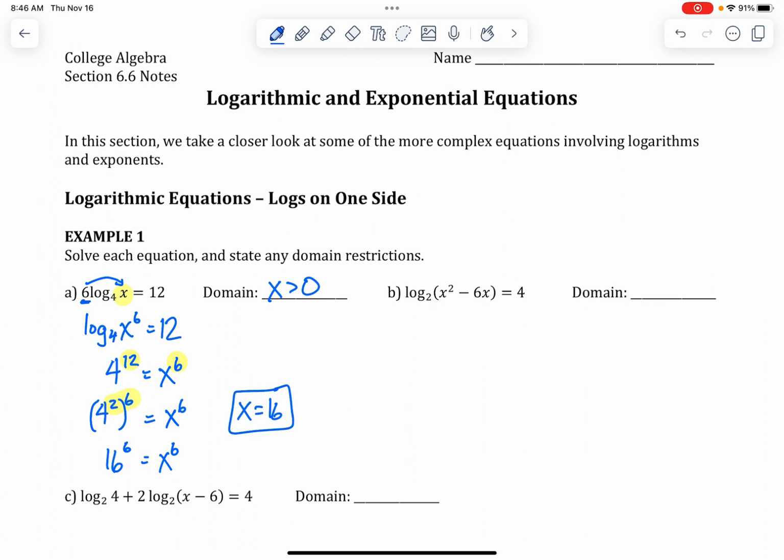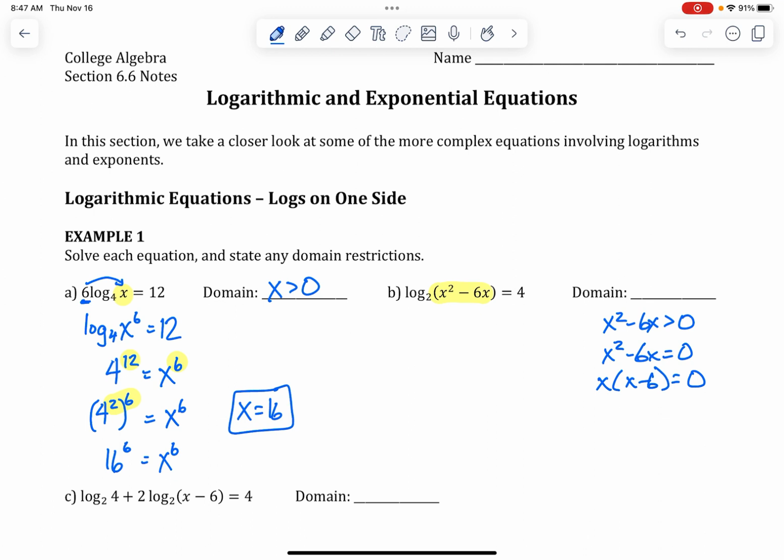The second one, sort of the same idea, but you have an issue with the domain restriction. And so here, we want to focus on the fact that what's after the log has to be greater than 0. So if you set that as a quadratic, we basically are saying that x squared minus 6x has to be greater than 0. We'll treat this like an equation, right? So if you just take x squared minus 6x equals 0, you can factor that, x times x minus 6.